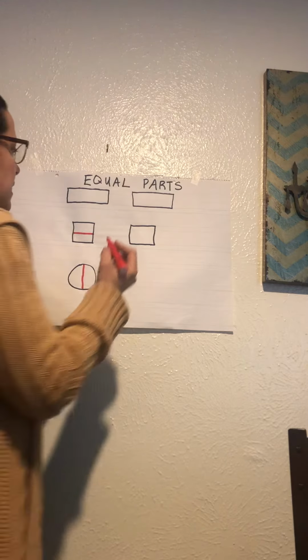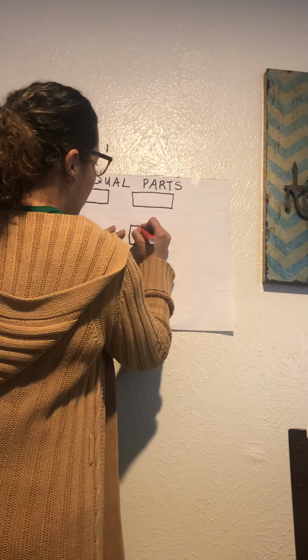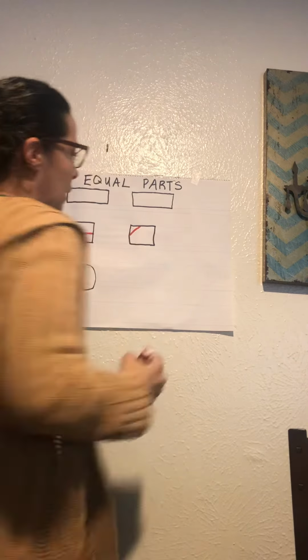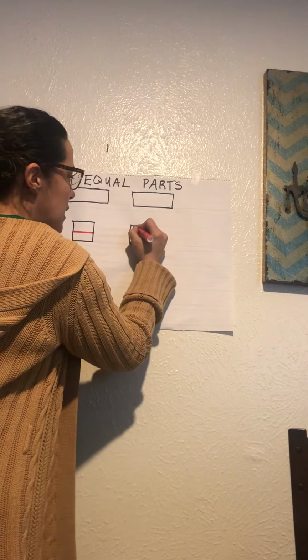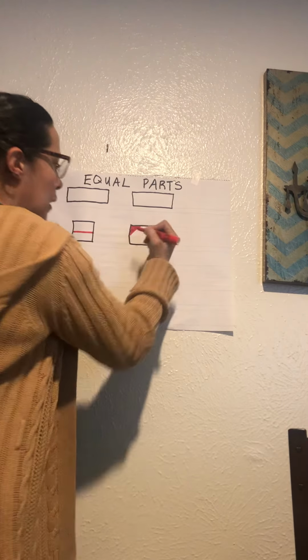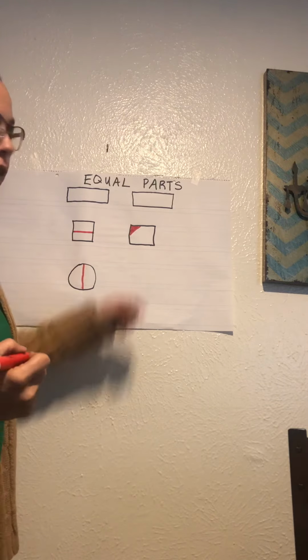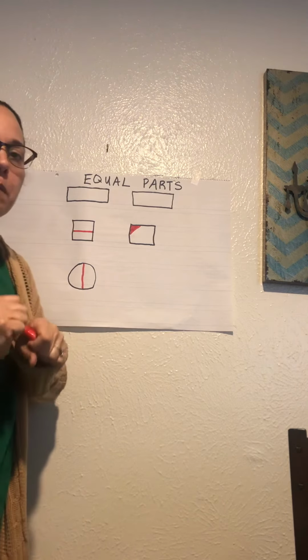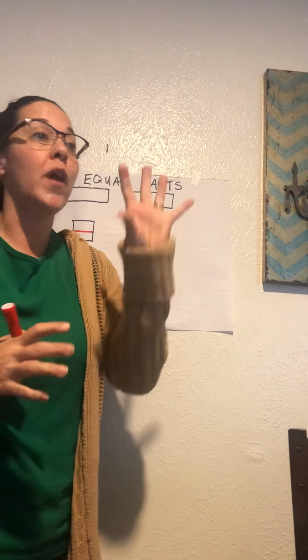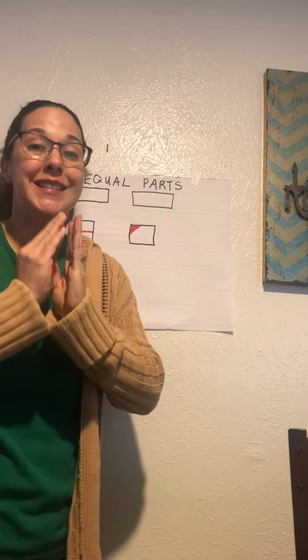Well, what about if I did this? I'm like, I'll tell you what. I'm going to cut it this way. Is that an equal part? This part right here? Is this equal? Is it the same as this side over here? No. So that's not an equal part. So I want you to remember an equal part is when all the parts are the same.